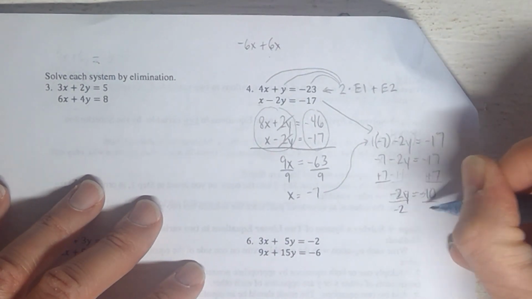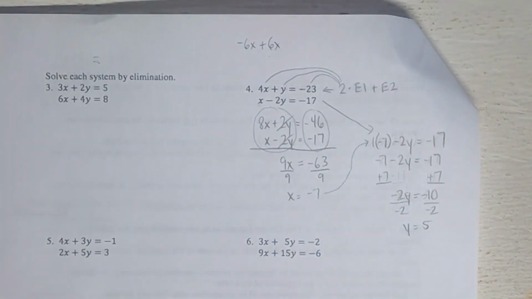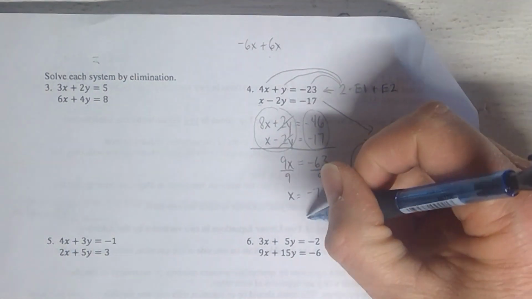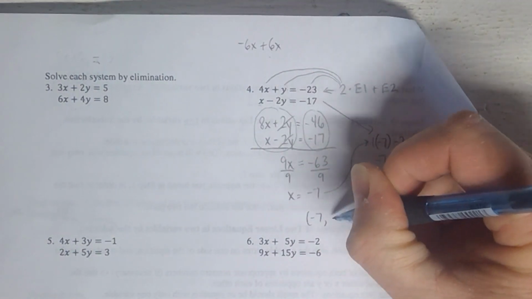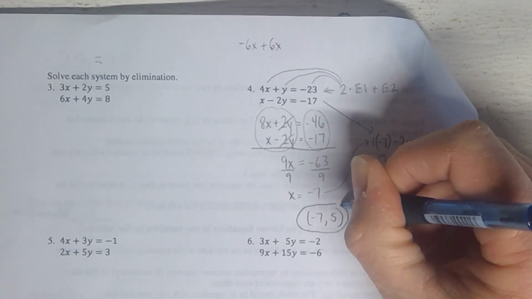And then I divide out to get the y completely by itself, and we end up with y equal to 5. So just like in the substitution method, we solve for x and we solve for y, not necessarily in that order. Sometimes the y gets solved for first, but we solve for both, and then we put it together as an ordered pair. X always comes first.